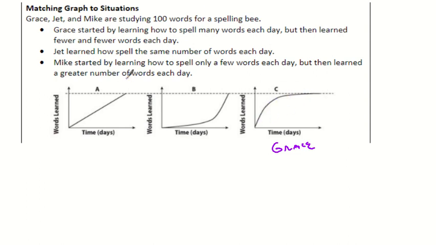Jet learned how to spell the same number of words each day. So every day was the exact same. That would be here. That's a steady, constant rate of change, learning the same amount of words every single day. So that'd be a steady increase. Mike started by learning how to spell only a few words each day, but then learned a greater number of words each day later on. So he started only slowly and then gradually increased. So that would be Mike.